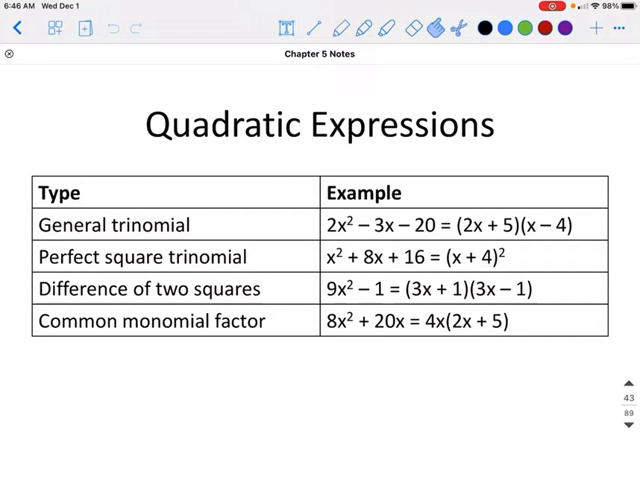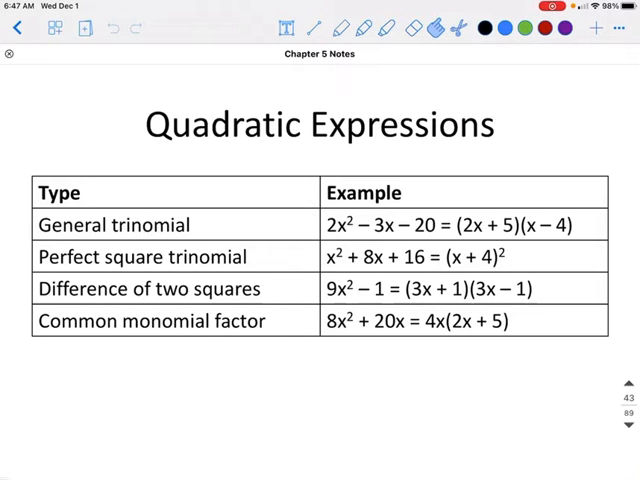So far, when we have been looking at quadratic expressions, we have had the general trinomial, which, when you factor it, you just have the two sets of parentheses, and they work out nicely. We have a perfect square trinomial. When you factor it, it's just going to be the same thing squared. We have a difference of two squares. That's when you start with a binomial, but when you factor it, you end up with two factors.